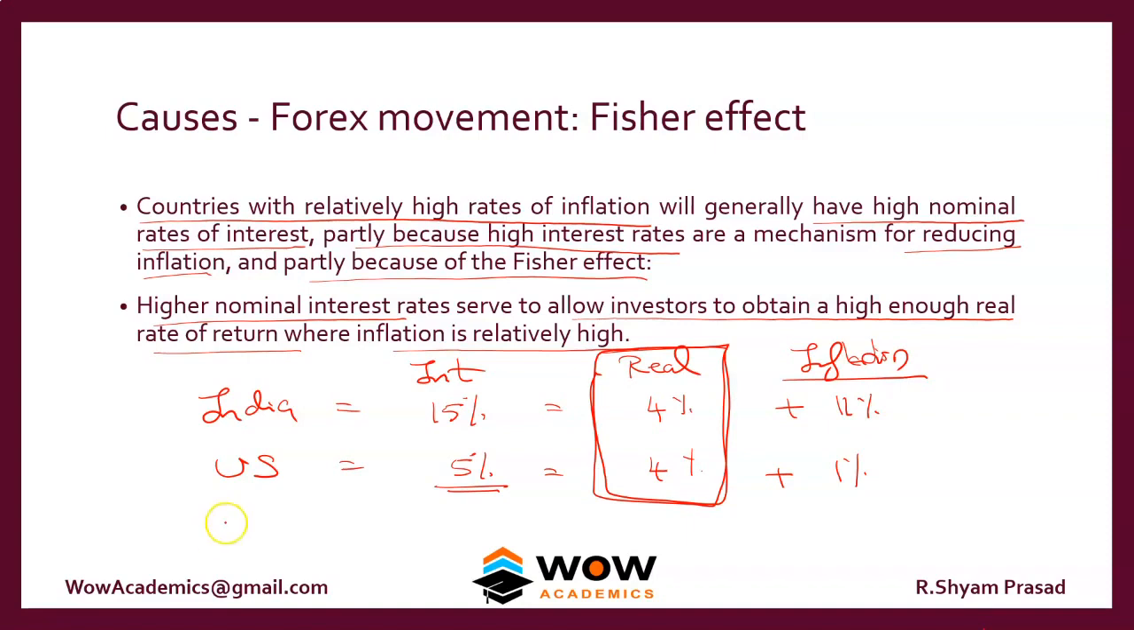If you take some other country, something like South Africa, again the same parity works. In South Africa, the interest rate might be 20%. The real rate across all the countries will be 4%, but the inflation in South Africa might have been 16%. So when you add both, you get your nominal rate of interest.